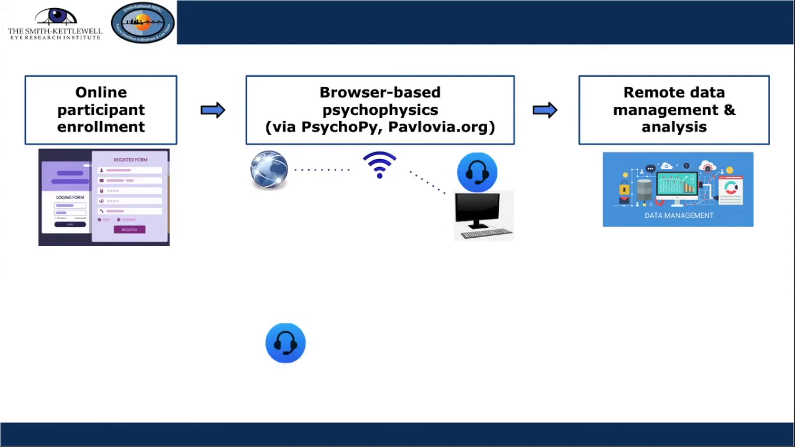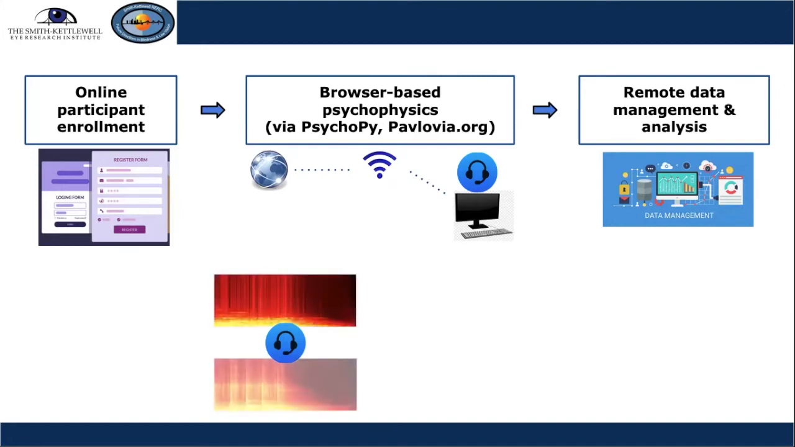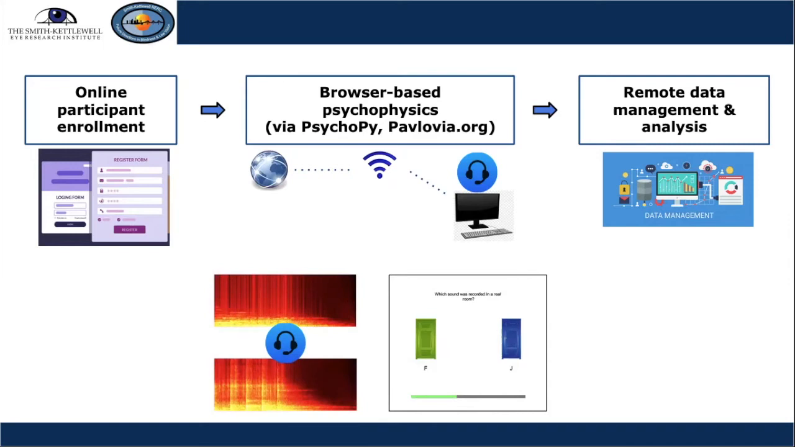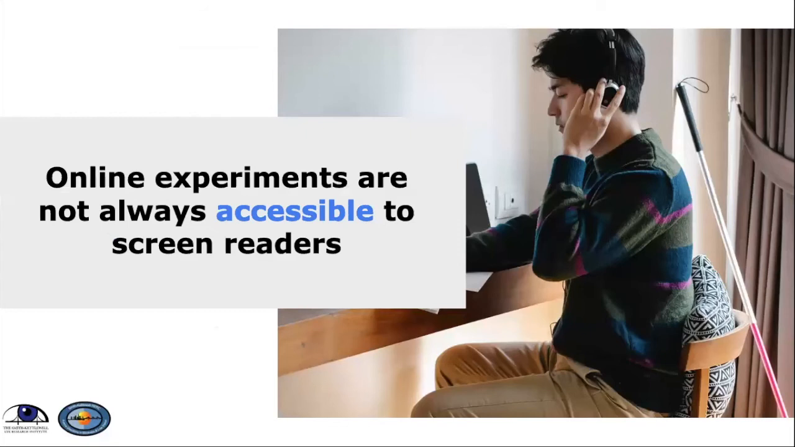And in the experiment, just for reference, a participant would hear two reverberant sounds, one after the other, and then judge which of the two sounded most like it was recorded in a real or realistic sounding room. Now, a major challenge was making this experiment accessible to blind participants using screen readers, which didn't always detect the JavaScript-based code of the experiment platform.